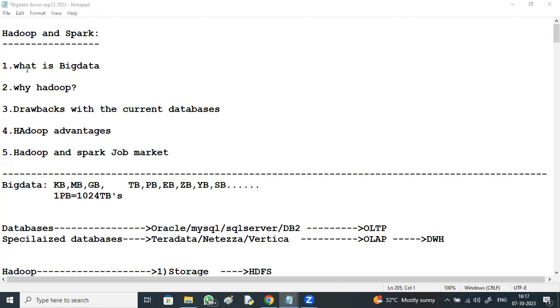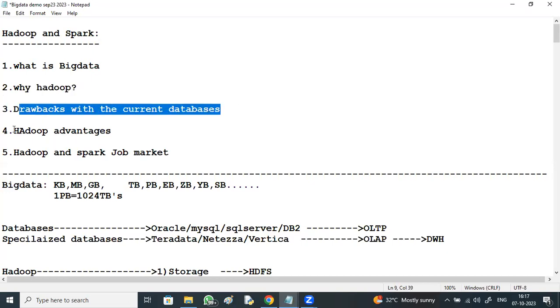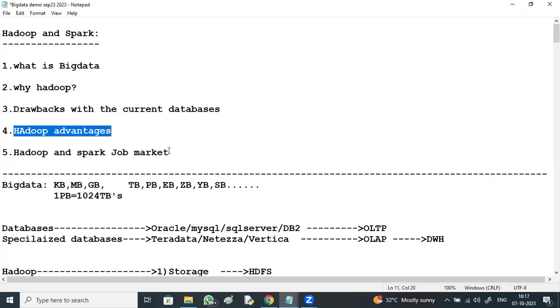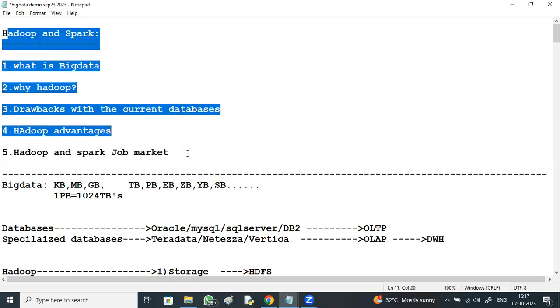Fine. So what is big data? Why Hadoop? Drawbacks with the current databases, Hadoop advantages, Hadoop job market. After this, I'll be discussing how exactly the storage and processing is going to happen within this Hadoop, right?